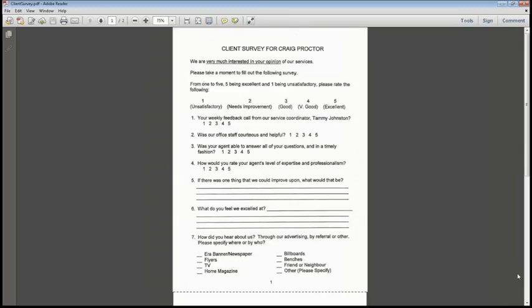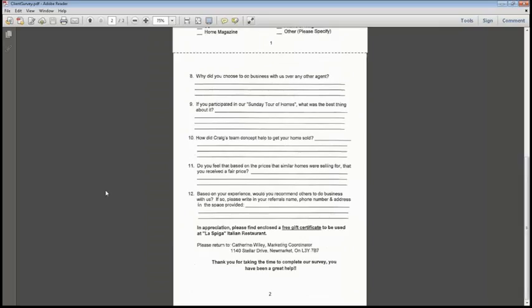Okay, we want to get these surveys filled out. We want them back because we want to get better, right? So we're going to show you what the survey looks like. I want you to copy the survey, and I want you to start to use the survey.